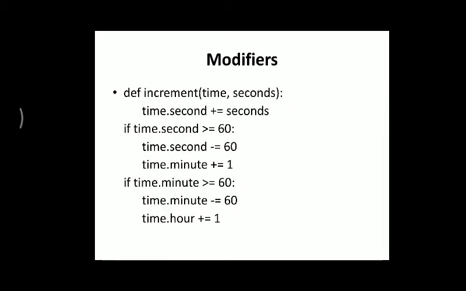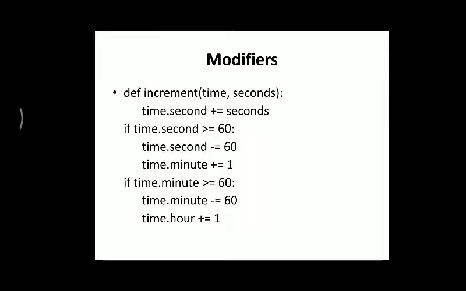So next we are going to discuss something about modifiers. For that, once again we will be defining one function. Here in this session the main concept we are talking about is how we use classes and functions. So in this example, one more function is defined called increment, which takes two variables, time and seconds. Both are in the form of objects only. So time.second equals time.second plus seconds.